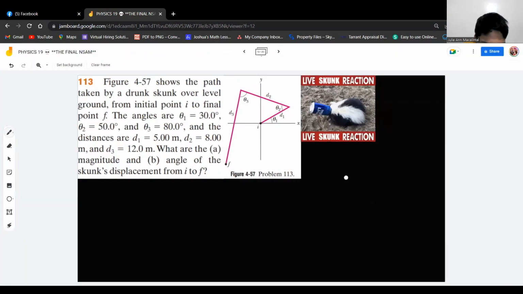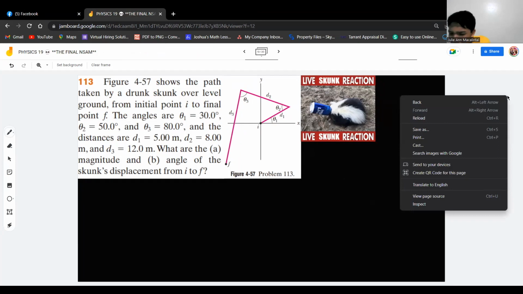A drunk skunk over level ground. Okay. Drunk skunk. The question is why? Why would a skunk be drunk? So the angle something something. What are the magnitude? Okay, that's very easy. It's just a series of displacements, but it's in polar form.